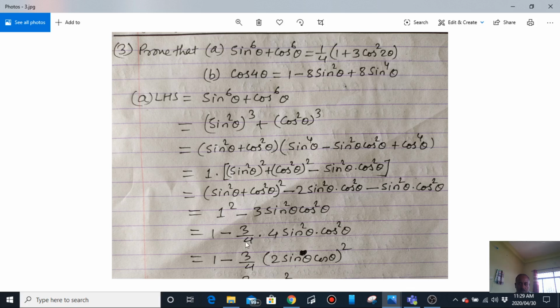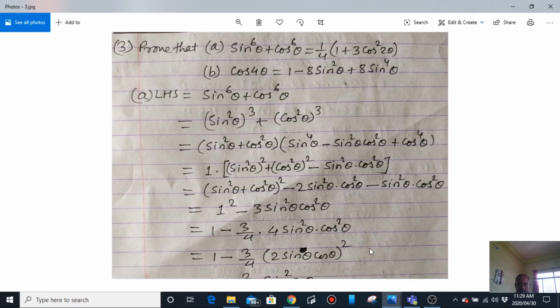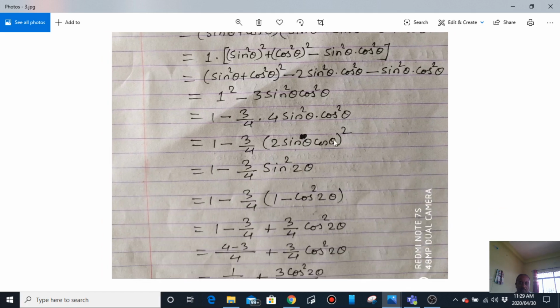4, means we inserted, multiplied and divided by 4 here knowingly. Sin square theta cos square theta. Now 1 minus 3 by 4, this 4 sin square theta cos square theta we can write in a bracket 2 sin theta cos theta whole square, and you know 2 sin theta cos theta is sin 2 theta with a square, so it is 1 minus 3 by 4 sin square 2 theta.